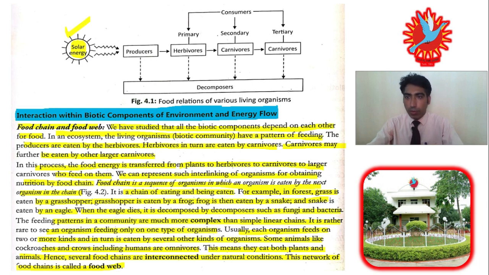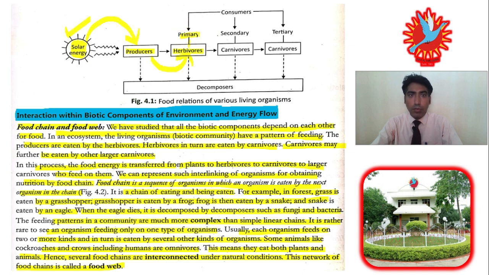Now we are going to understand the food chain and food web through a diagram. But before that, we should discuss the flow of energy through this diagram. Here, solar energy from the sun goes to the producer. The producer utilizes this solar energy by the process called photosynthesis. When herbivores eat any plants, just like grass or leaves, the same energy is transferred to the herbivores.